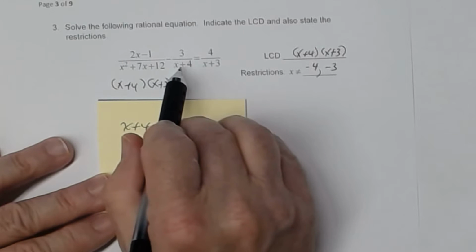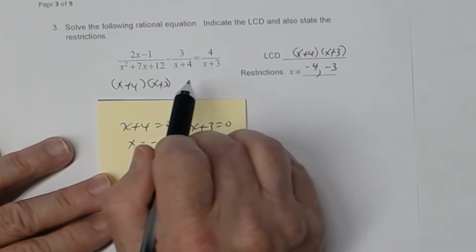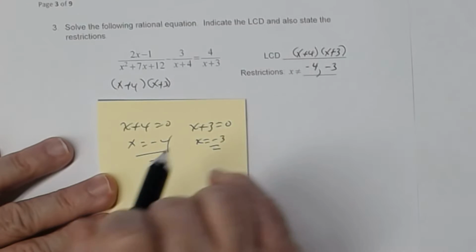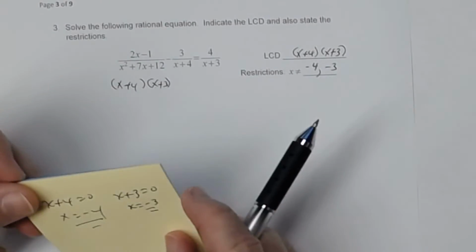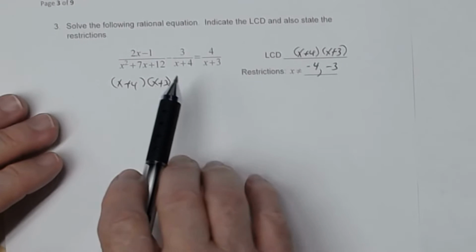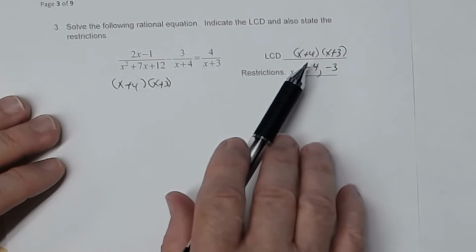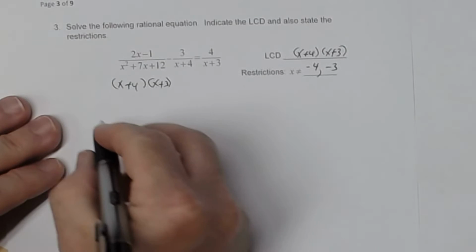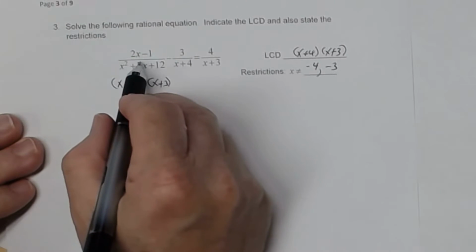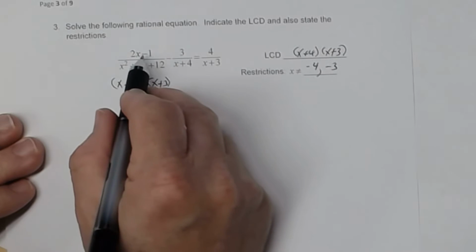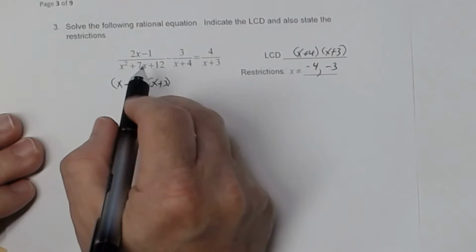Then notice that those factors here are the same as these, so the only two restrictions are -4 and -3. All right, now what we're going to do next is multiply both sides by the least common denominator. So I'm going to go ahead and rewrite the left-hand side over and put that in a bracket because you have two rational expressions.